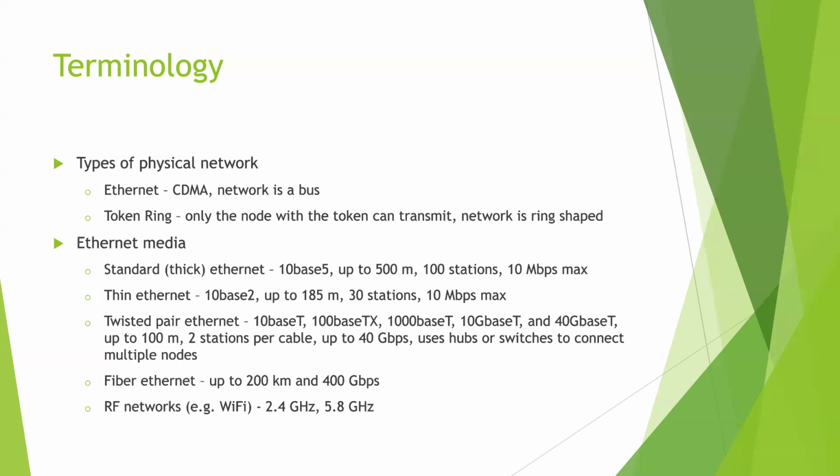You could have a maximum of 100 stations on the network, and the cable could be no more than 500 meters long, and it had to have a terminator at both ends of the cable. Thin Ethernet was an adaptation of that, used RG58 cable, and they called it 10Base2 because the cable could only be 200 meters, really 185 meters long.